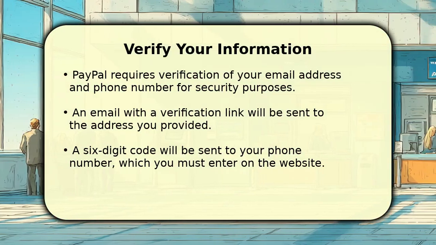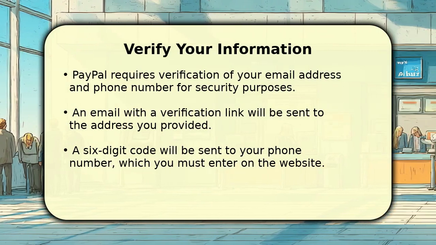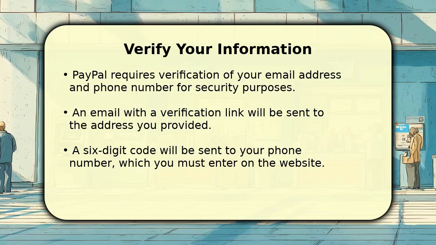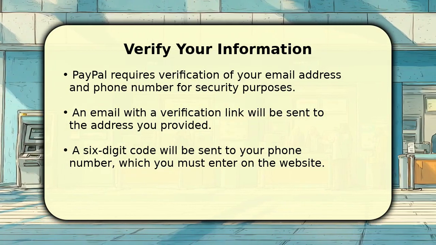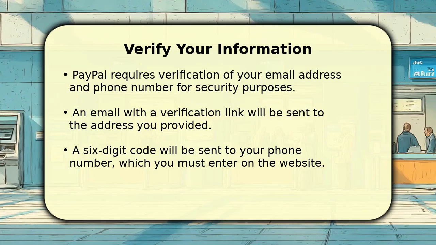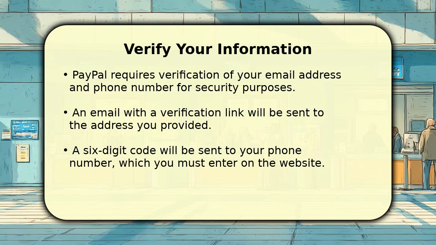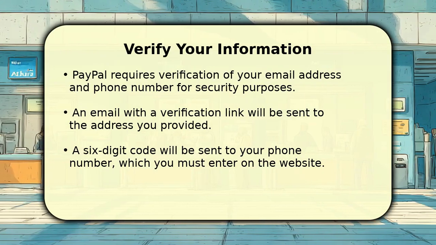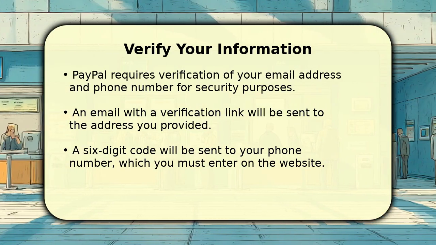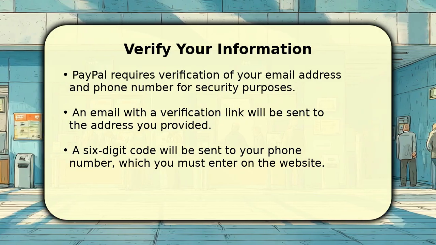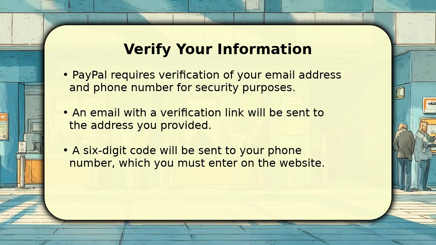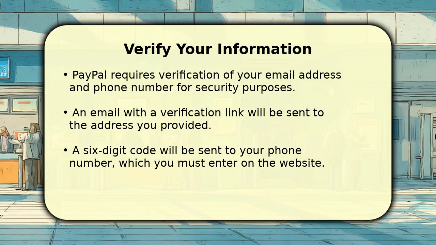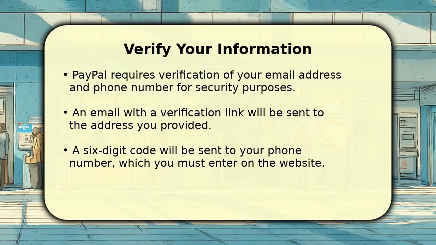After providing your initial details, PayPal will require you to verify both your email address and your phone number, a vital step for account security. You will receive an email containing a verification link. Simply click this link to confirm your email address. Simultaneously, a unique 6-digit verification code will be sent to the mobile phone number you registered. Enter this code into the designated field on the PayPal website to complete your phone number verification, ensuring your account is secure.